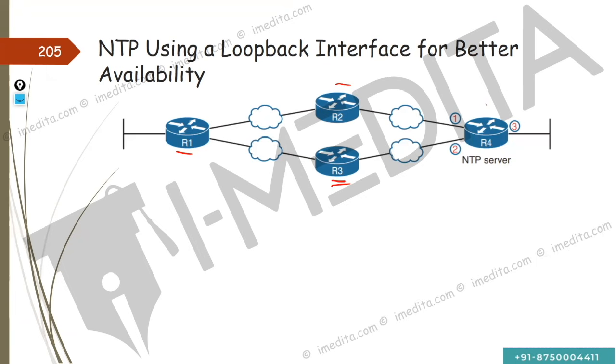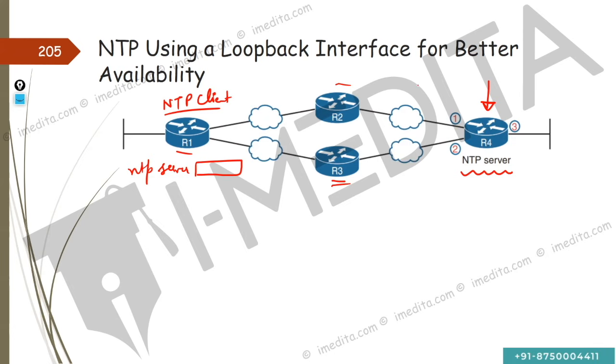So we have these 4 different routers, and let's say this R4 is the device which is acting as an NTP server. Now, let's say we want to configure R1 as an NTP client. How can we do this? We can configure R1 with the command NTP server and then the IP address of R4.